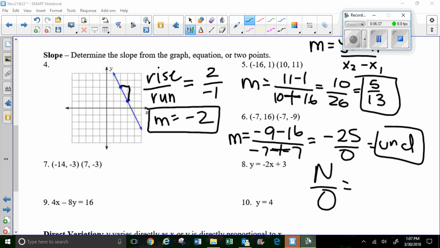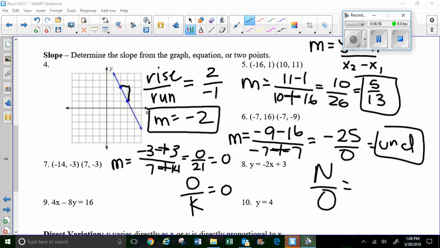Let's try number 7. So we're going to do -3 minus -3, which makes that plus, over 7 minus -14. This also makes that a plus. So that gives me 0 over 21. And remember, 0 on top is okay. That's just equal to 0. So that would be a horizontal line with a 0 slope.